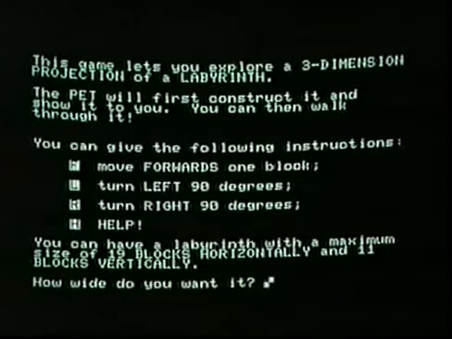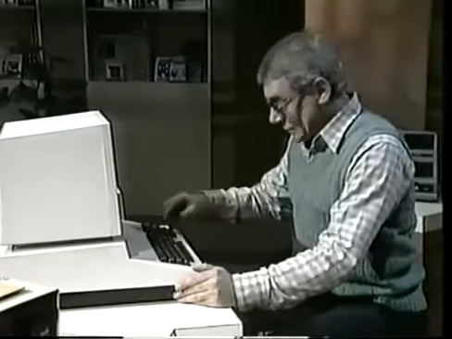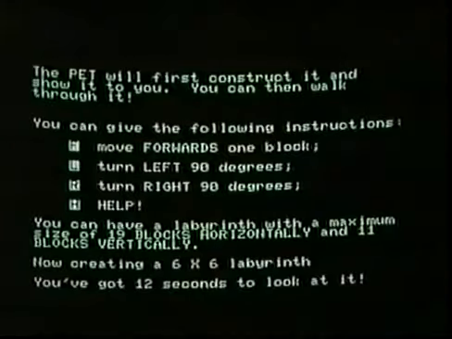You can have a labyrinth with a maximum size of 19 blocks horizontally and 11 blocks vertically. How wide do you want it? Okay, well, let's say 6. How deep? We'll try 6 again. You've got 12 seconds to look at it. Uh-oh. Okay. Now we have to enter there, and I turn right, straight up. Oh, that's going to be a tough one. Okay. Right.